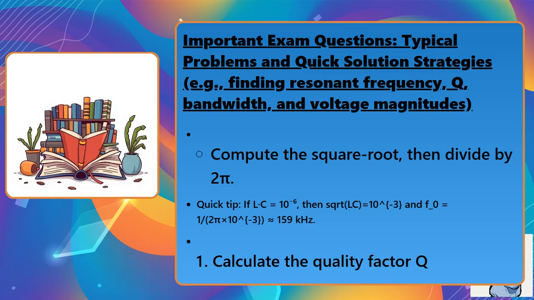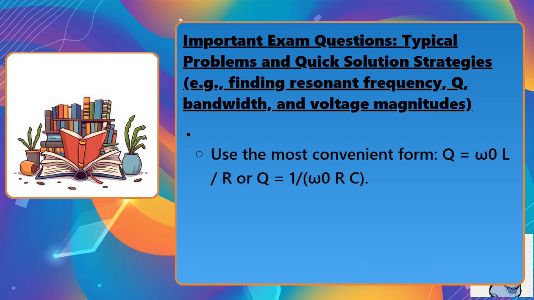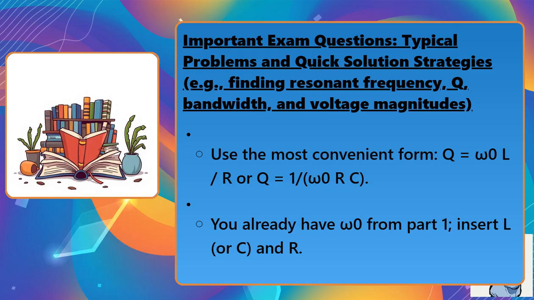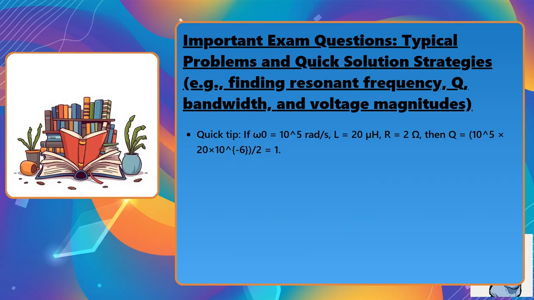2. Calculate the quality factor Q. Use the most convenient form, Q = ω₀L/R, or Q = 1/(ω₀RC). You already have ω₀ from part 1. Insert L or C and R. If ω₀ = 10⁵ radians per second, L = 20 microhenries, R = 2 ohms, then Q = 10⁵ × 20 × 10⁻⁶ / 2 = 1.